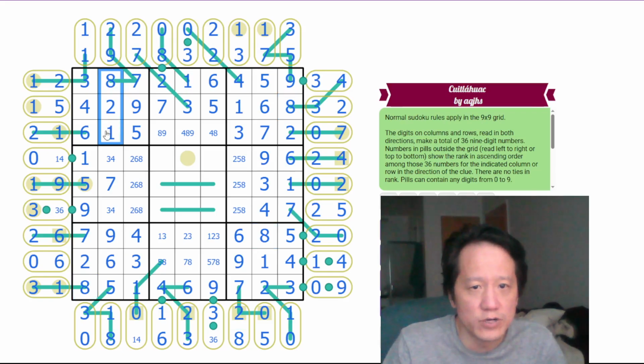29th is 8, 2, 1. 30th is 8, 2, 7. 31st is 8, 5, 1. And 32nd is 8, 6, 1. So that all works. And then we have 9s.